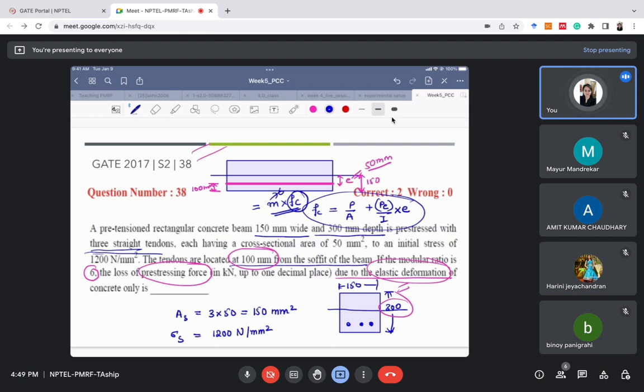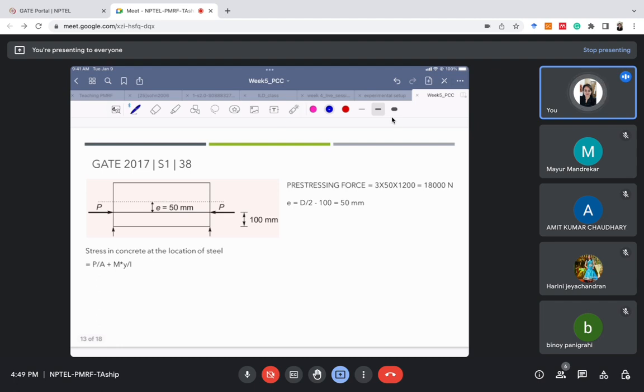Very, very similar question. In the first step I found the value of this e, which is 50 mm. Second, we need to finally do this m into fc. For calculating the loss in stress, we'll use the formula m into fc. m is already given, which is 6. Let us find the value of fc. fc will be P by A plus M by I into y.